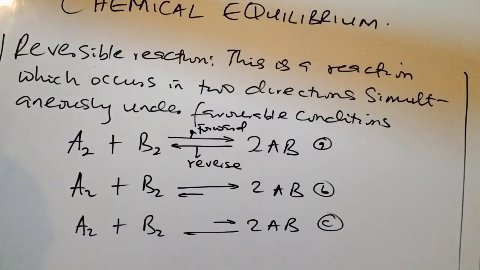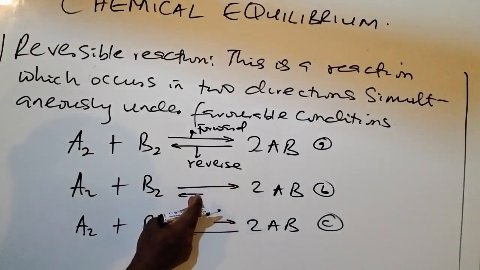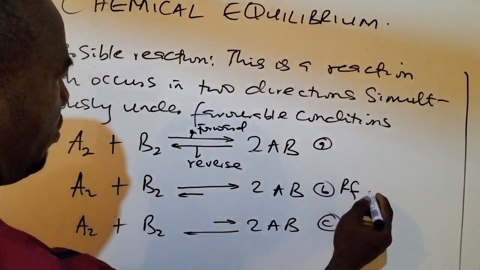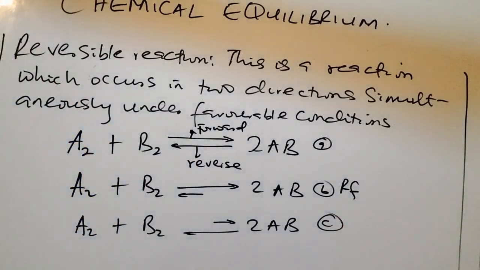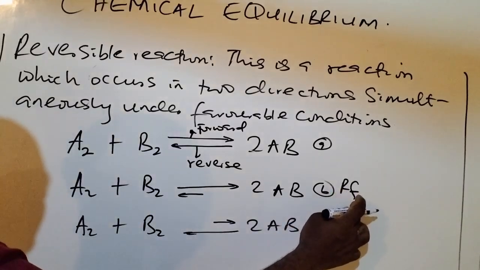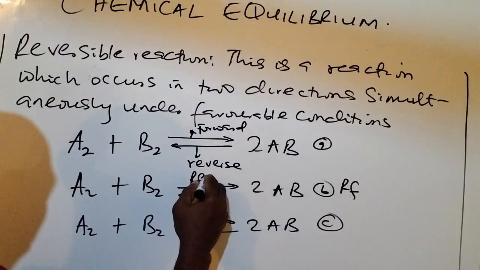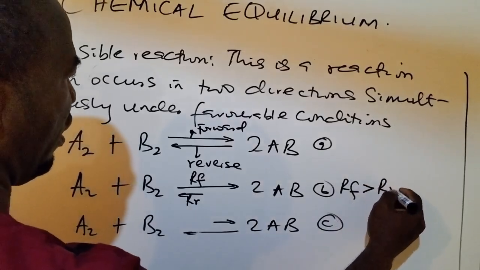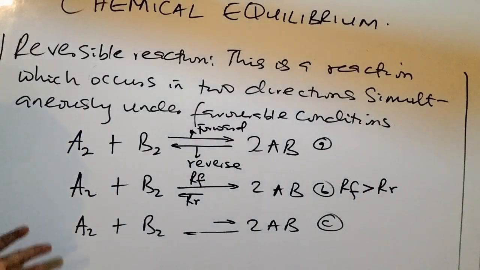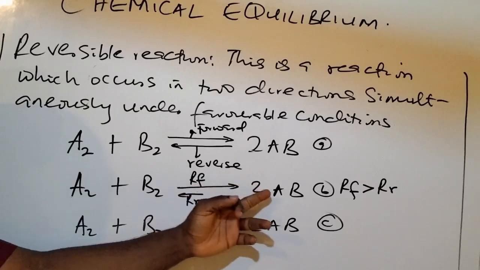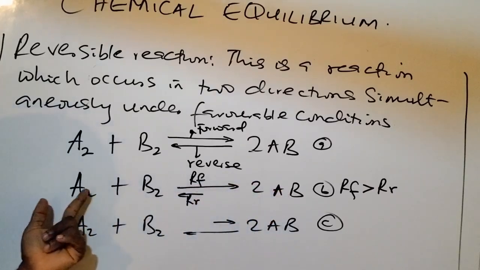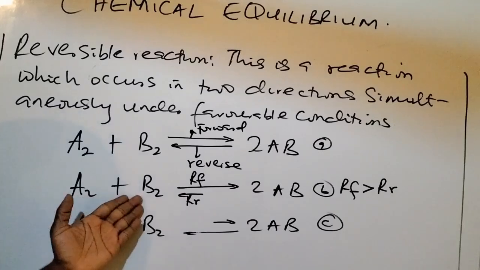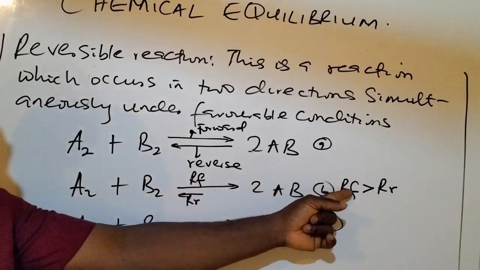Starting with B. If you look at B, you see that this arrow is longer than this arrow. What it means is that the rate of forward reaction, rate is synonymous with speed. This R means rate, F means forward. Rate of forward reaction, rate of reverse reaction. The rate of forward reaction is greater than the rate of reverse. What it means is that A and B are reacting faster to give us AB than AB decomposing to give us A and B. That means you're getting more of AB than you're getting A and B. So the rate of forward is faster than the rate of backward.